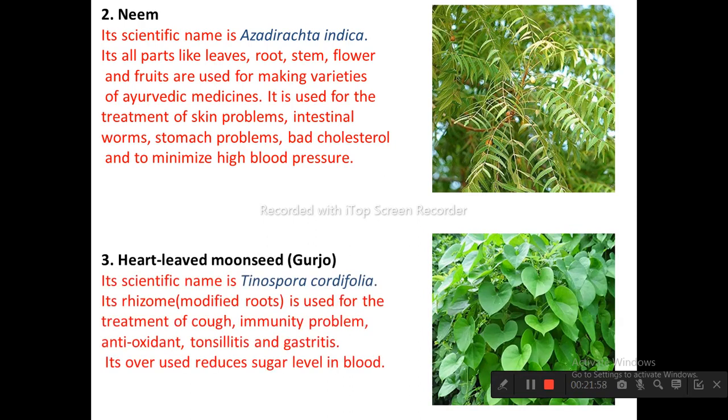Its scientific name is Tinospora cordifolia. Its rhizome, which is also known as the modified root, is used for the treatment of cough, immunity problem, antioxidant, tonsillitis, and gastritis. Its overuse reduces sugar level in blood.